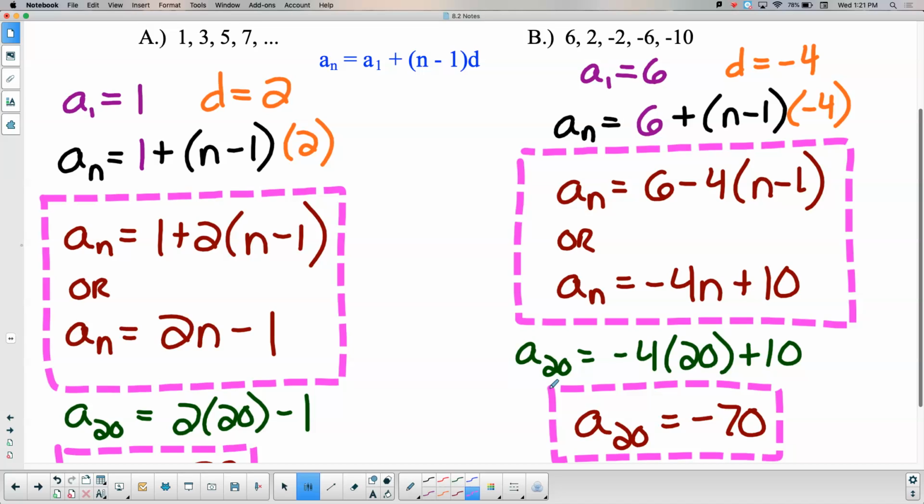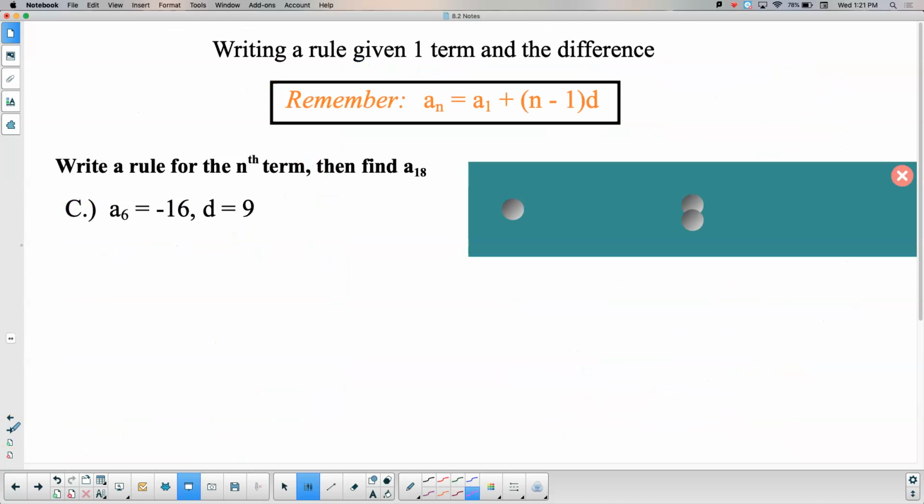Clarifications, comments, concerns, questions? Okay. That's one style of problem. We'll give you the sequence. You'll see that a lot this entire unit, where we'll just give you the sequence and we'll ask you to find the rule, find a specific term within that rule. Another style of problem that you will see is I'll give you one term and the common difference.